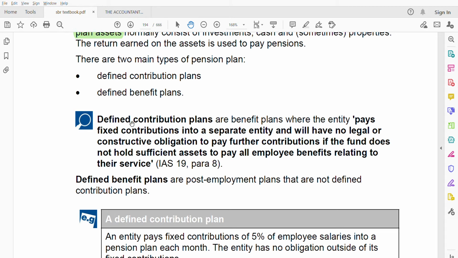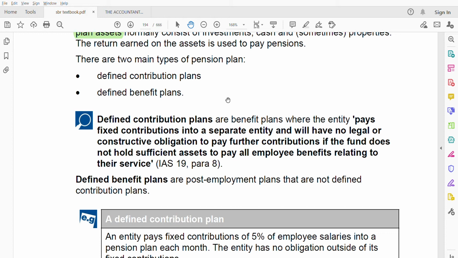Okay. So defined contribution plan, what is it? They are benefit plans where the entity pays fixed contributions into a separate entity and will have no legal or constructive obligation to pay further contributions if the fund does not hold sufficient assets to pay all employee benefits relating to their service. What does it mean? They will pay a fixed contribution only. If their assets are less than their liabilities, they don't have the obligation to contribute more. That is known as defined contribution.